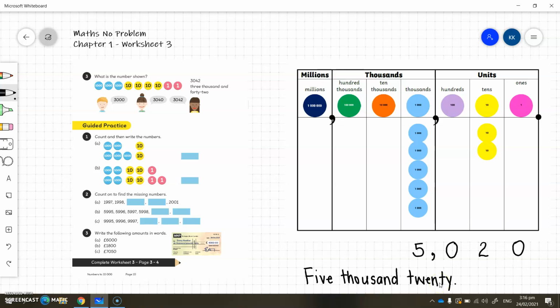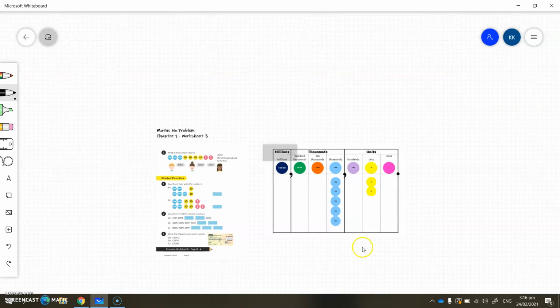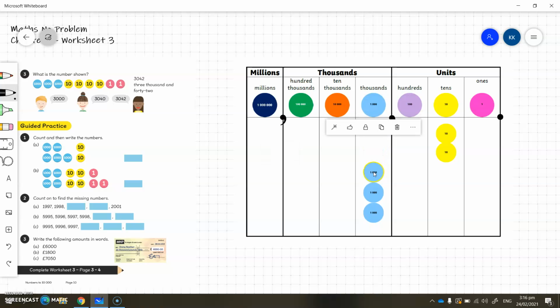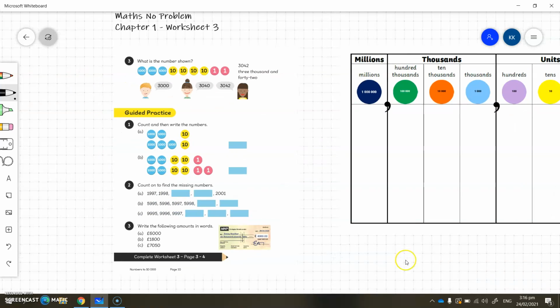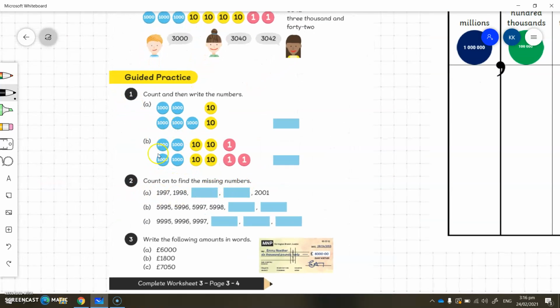Okay, let's focus on the next one here. I'm going to clear my board and clear my place value chart. Okay, let's scroll in here. Question 1b again says count and then write the numbers.